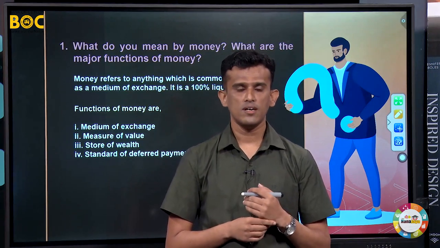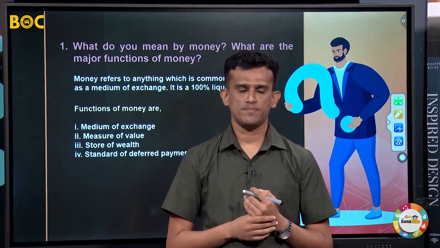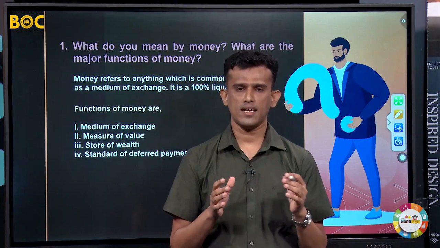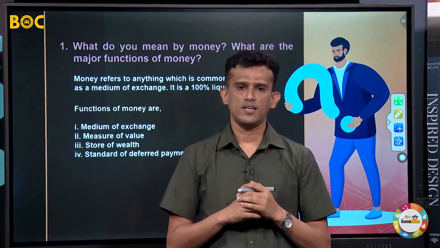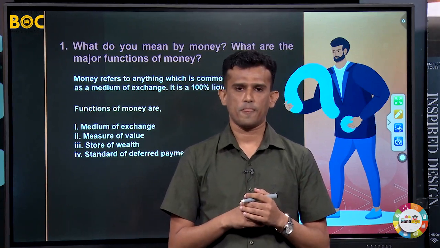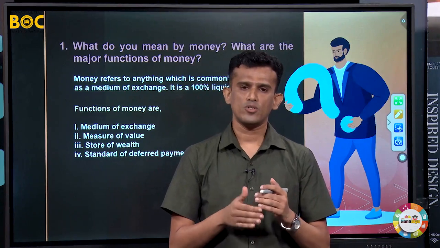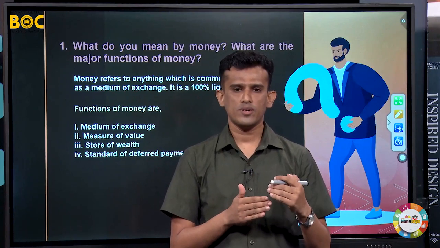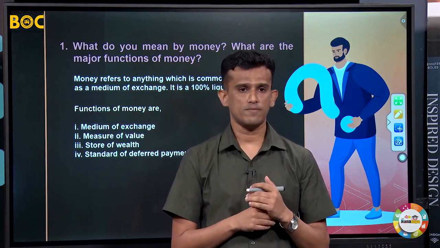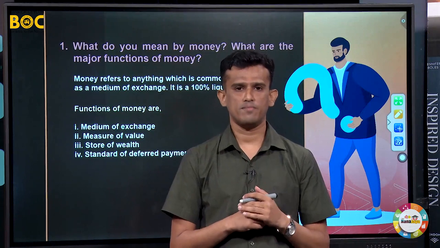In addition, money is acting as a standard of deferred payments. What do we mean by money acting as a standard of deferred payments? We can borrow a loan in terms of money. Also, a previously borrowed loan can be repaid in terms of money. So this function of money is identified as the standard of deferred payments.